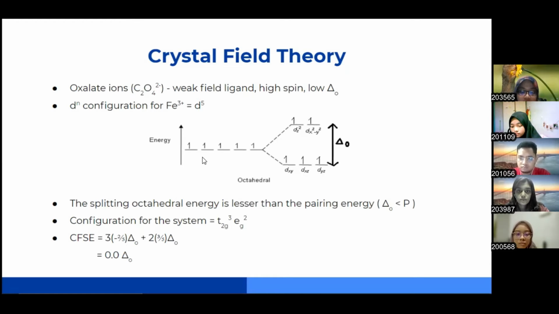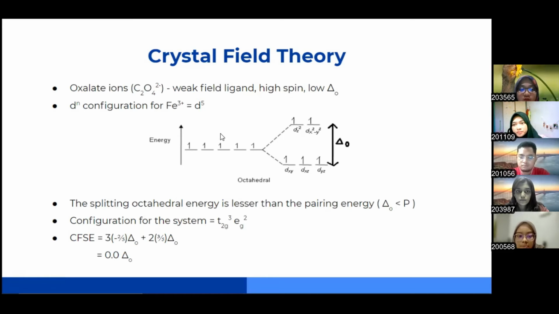particularly more stable. Okay, so the splitting octahedral energy is lesser than the pairing energy, because as we know, this complex is paramagnetic, in a paramagnetic state, because all electrons are unpaired. So that is why it has a lesser energy than the pairing energy.